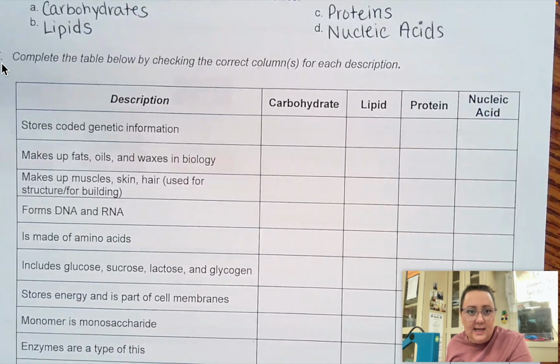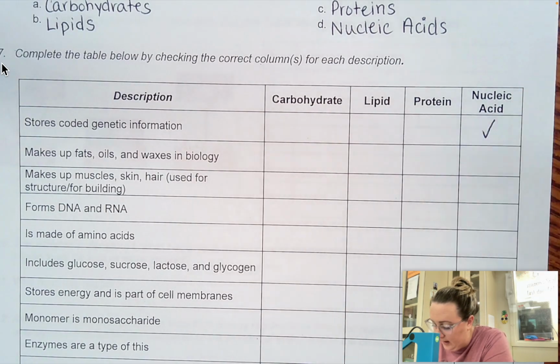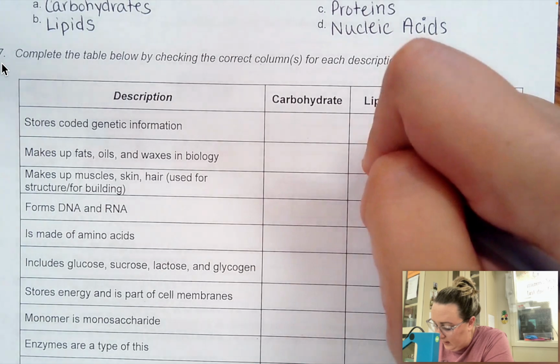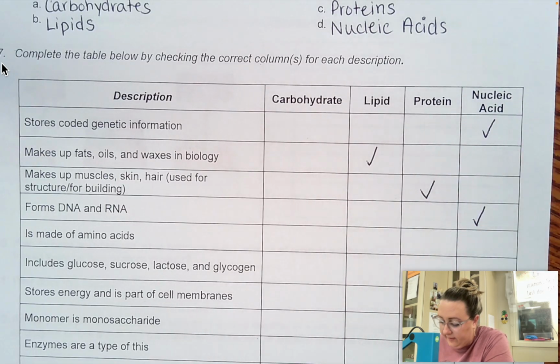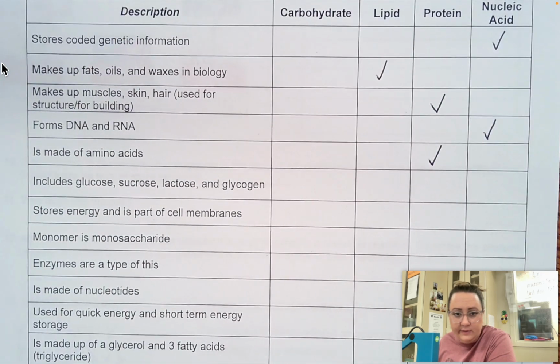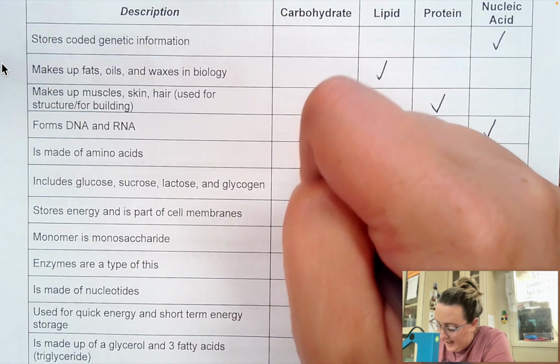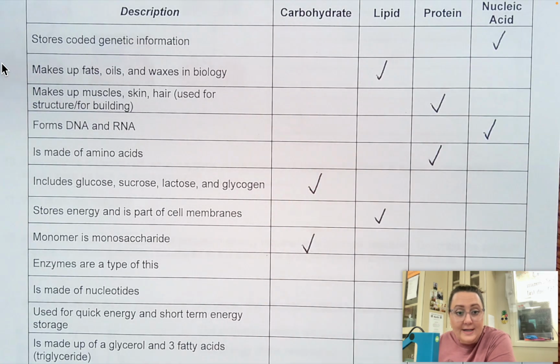All right, complete this table by checking the correct thing for each description. Stores genetic information, that's DNA, nucleic acid. Makes up fat, oil, and waxes, lipid. Makes up muscle, skin, hair, used for structure and for building, protein. Forms DNA and RNA, nucleic acid. Is made of amino acids, that would be the protein. Includes glucose, sucrose, lactose, and glycogen. Carbohydrate. Stores energy in part of the cell membrane, lipid. This monomer is monosaccharide, carbohydrate.